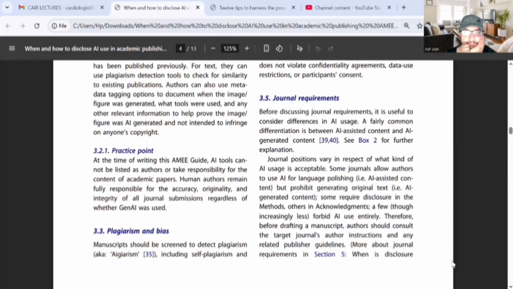A machine cannot bear liability. You cannot fire an algorithm. An LLM cannot manage a conflict of interest. It cannot feel professional shame, and it cannot be held legally accountable for fraud. Right, because it is a piece of software, not a legal entity. So you can't sue ChatGPT. Exactly. Acknowledging that software was used is fundamentally different from granting authorship.